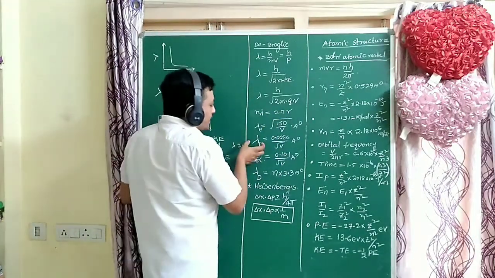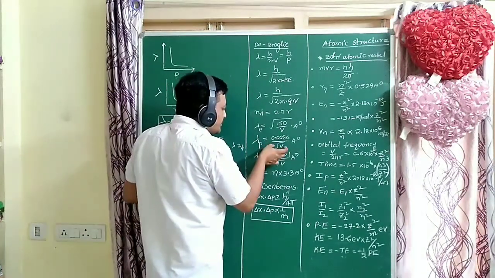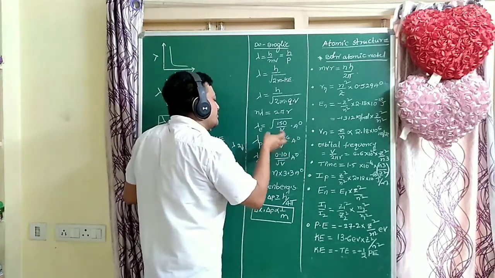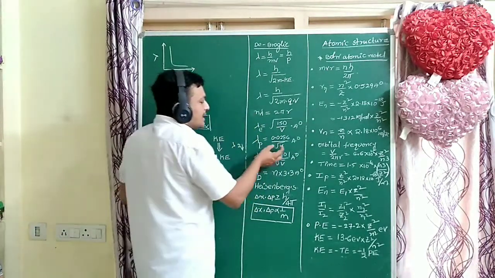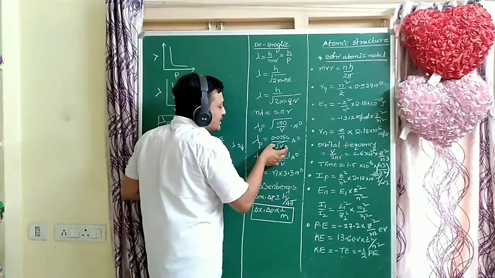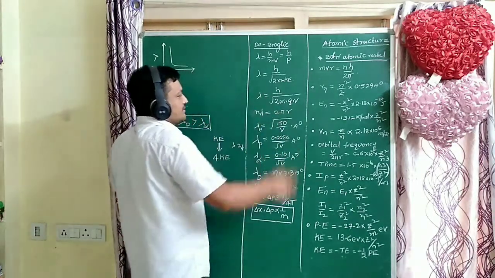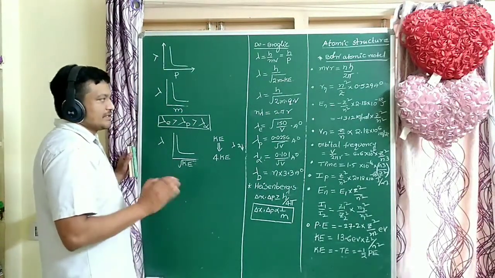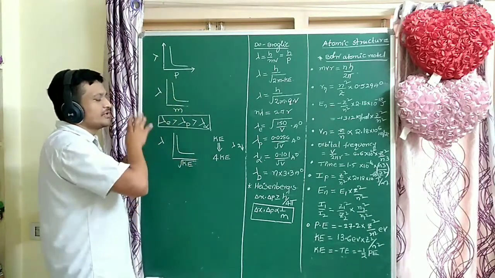So what is the relation between wavelength and potential? Inversely proportional. As potential increases, wavelength decreases. If the potential increases 4 times, the wavelength decreases by 2 times. If it increases 9 times, the wavelength decreases by 3 times. If it increases 16 times, it decreases by 4 times. That is a very important relation. As kinetic energy increases and mass increases, wavelength decreases.